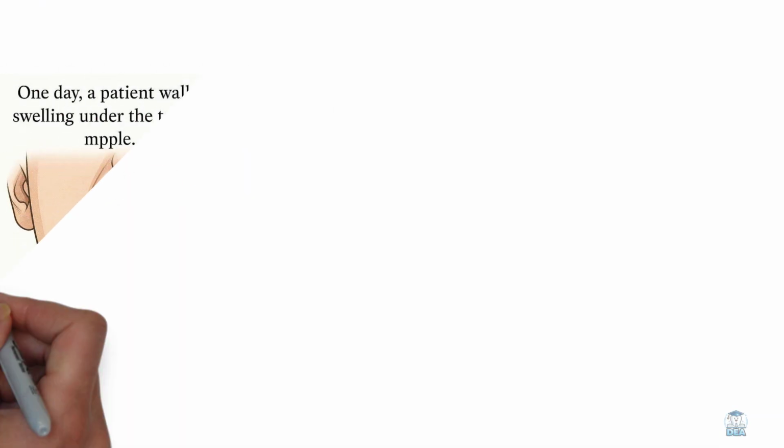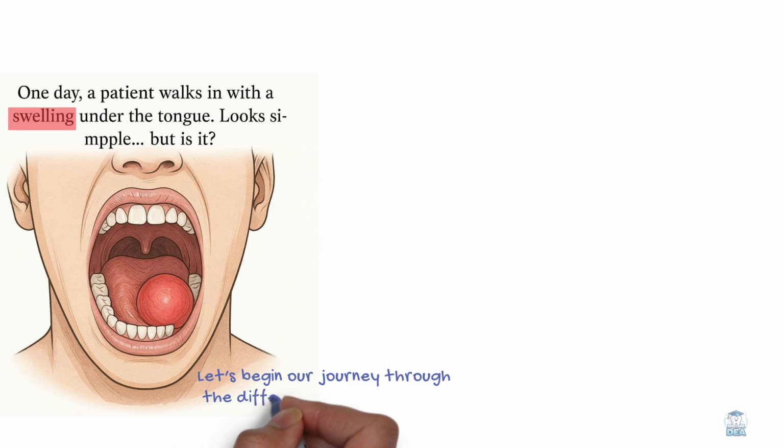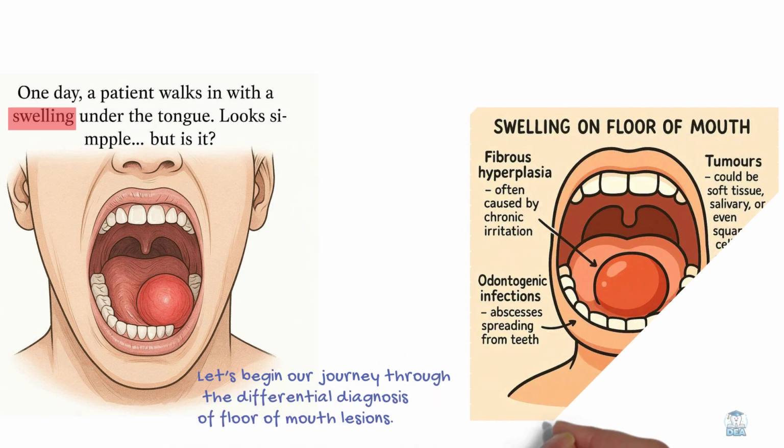One day, a patient walks into the clinic complaining of a lump under the tongue. At first glance, it seems harmless, but as every dentist knows, appearances can be deceiving. Let's begin our journey through the differential diagnosis of floor of mouth lesions.